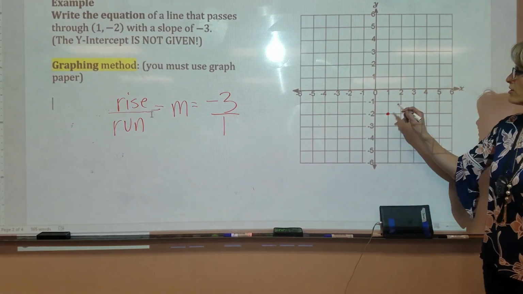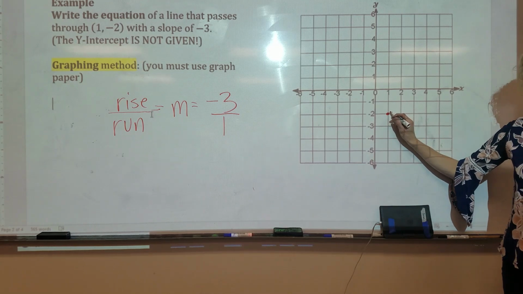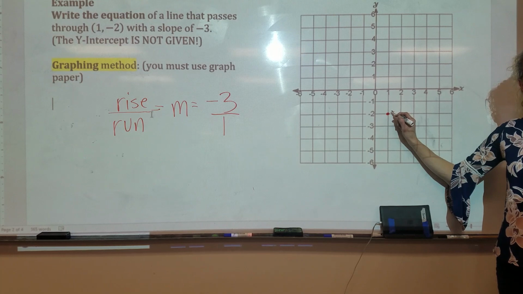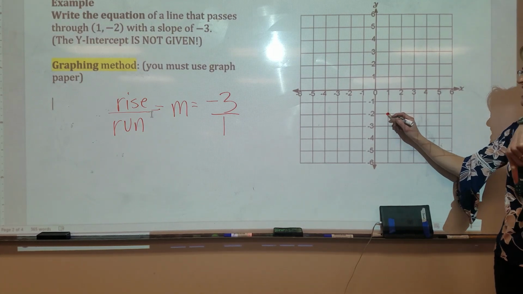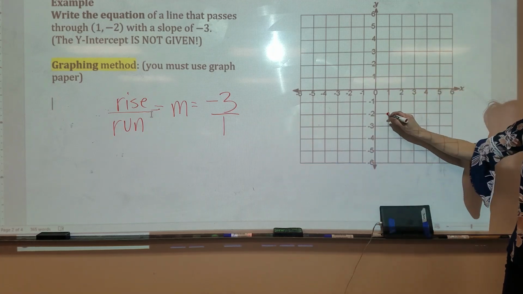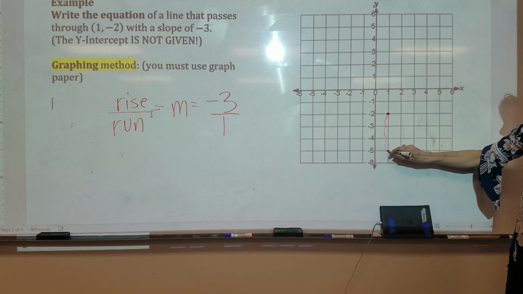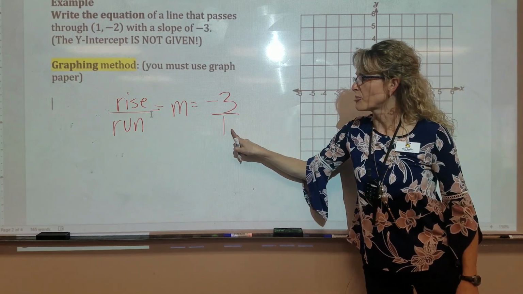So question, from my point, if I'm going to rise -3, am I going to go up or down? Show me with your hands. Point up or down? Good. Everyone's pointing down because it's negative. I'm going to go down. Ready? 1, 2, 3. I'm right here. If you want to do bunny hops, you can do bunny hops.